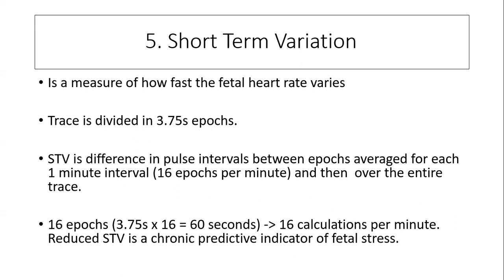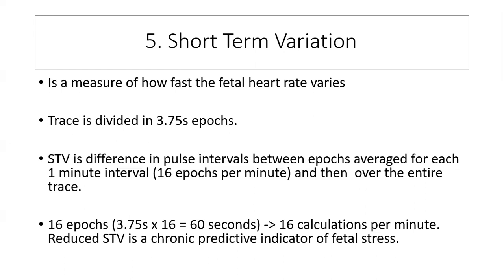Based on that, it does this calculation for 1 minute, and then it does it across the entire trace to find the STV, how quickly the heart rate is changing from one 3.75 second cycle to another. That is why this is something we cannot see on the trace, because it's a calculated variable. It's an objective variable of the rate of change of the baby's heart rate.